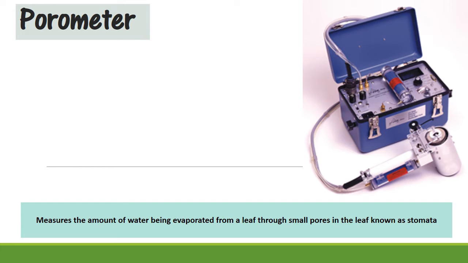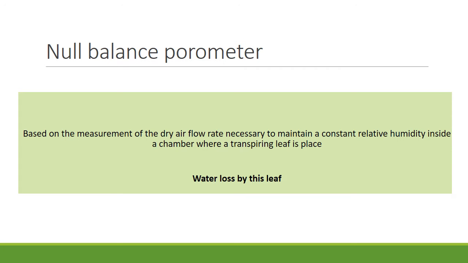This apparatus is called a porometer. A porometer measures the amount of water being evaporated from a leaf through small pores in the leaf known as stomata. This is a null balance porometer. That is, when we keep a transparent leaf inside a chamber, it loses water.